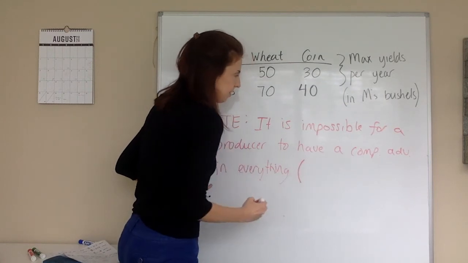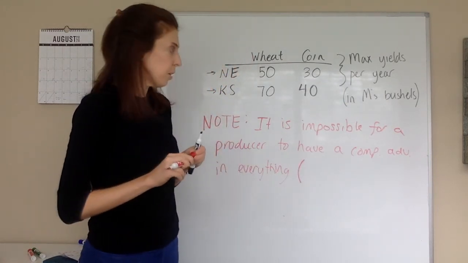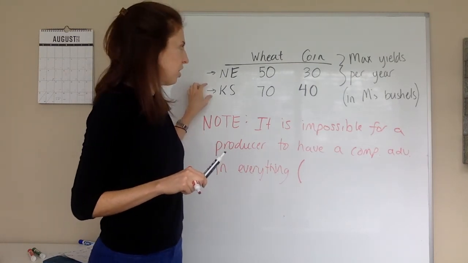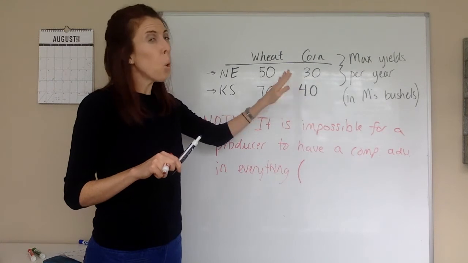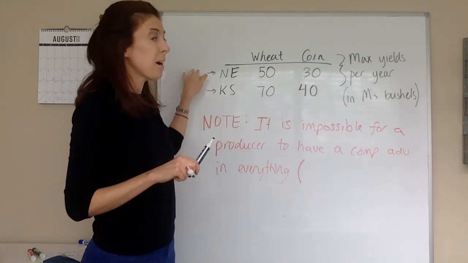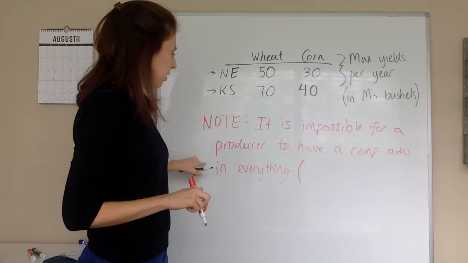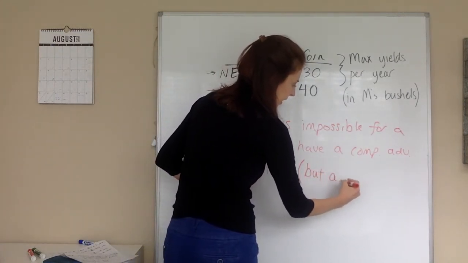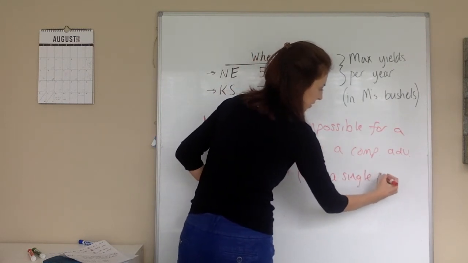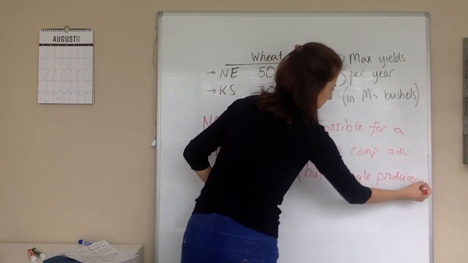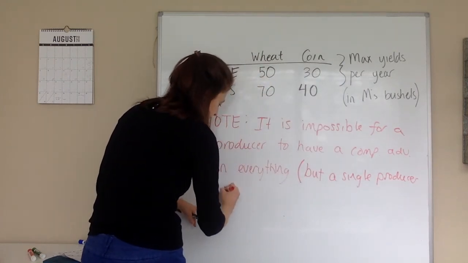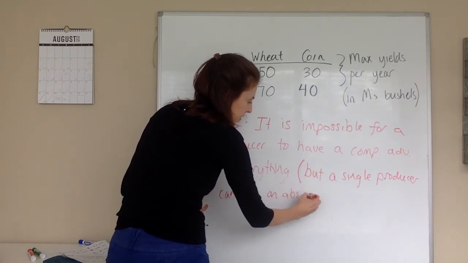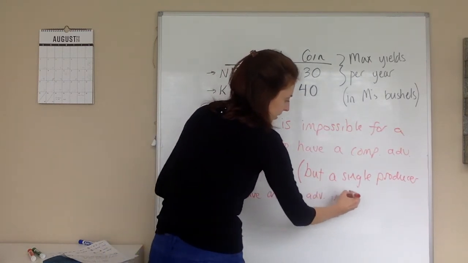However, I'll put this in parentheses, it is definitely possible for a single producer to have an absolute advantage in everything. So in this case, Kansas had absolute advantage in wheat and corn. Kansas only had the comparative advantage in wheat. Nebraska had the comparative advantage in corn. So in parentheses, but a single producer can have an absolute advantage in everything.